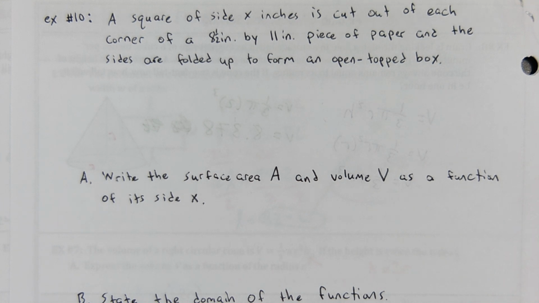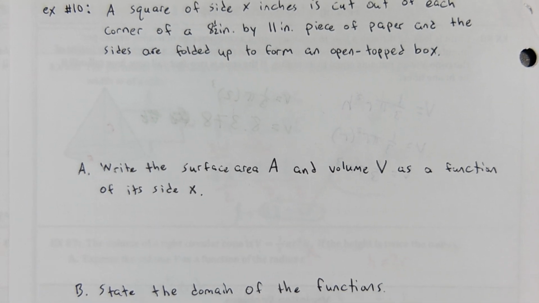A square of side x inches is cut out of each corner of an 8.5 inch by 11 inch piece of paper, and the sides are folded up to form an open top box. A standard piece of paper is 8.5 by 11. Computer paper is 8.5 by 11. I wanted to make this question real world. Anyway, it says write the surface area and the volume as a function of the side of the square that is cut out, x. Part B says state the domain of both functions.